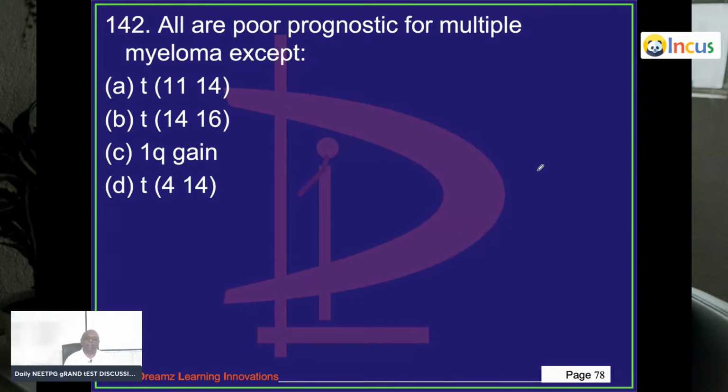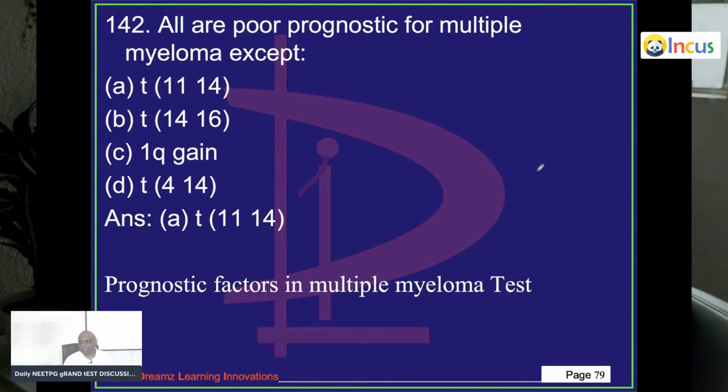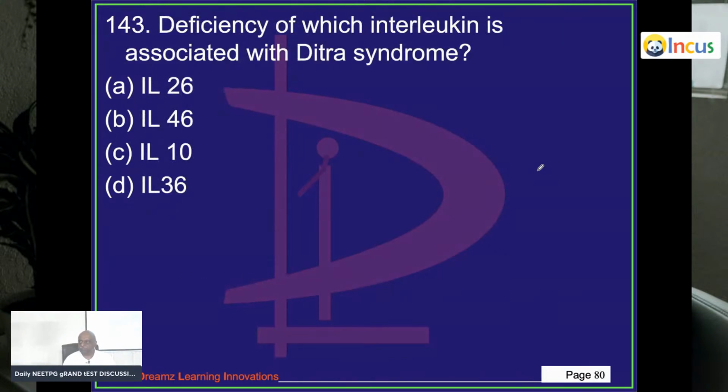Multiple myeloma: if you know this, you know this. Otherwise, no more playing casino, cards are not there. So 14-16, 1q gain, 4-14, they're all poor prognostic.